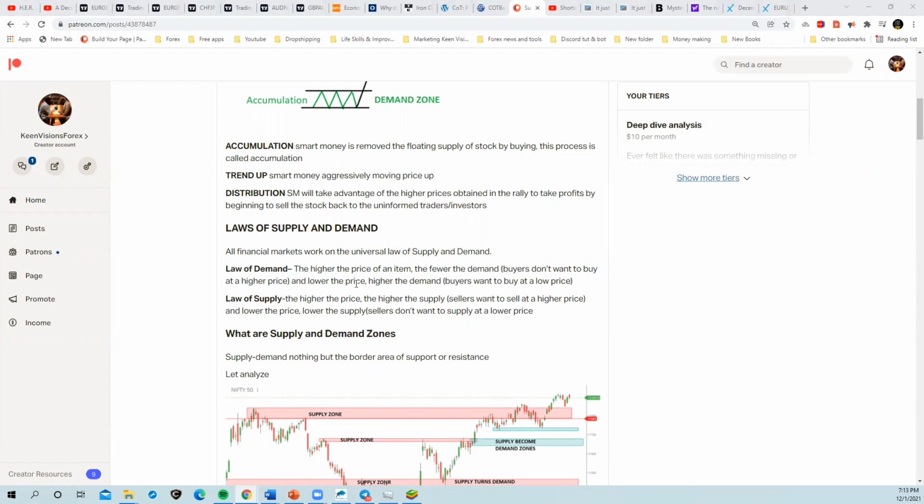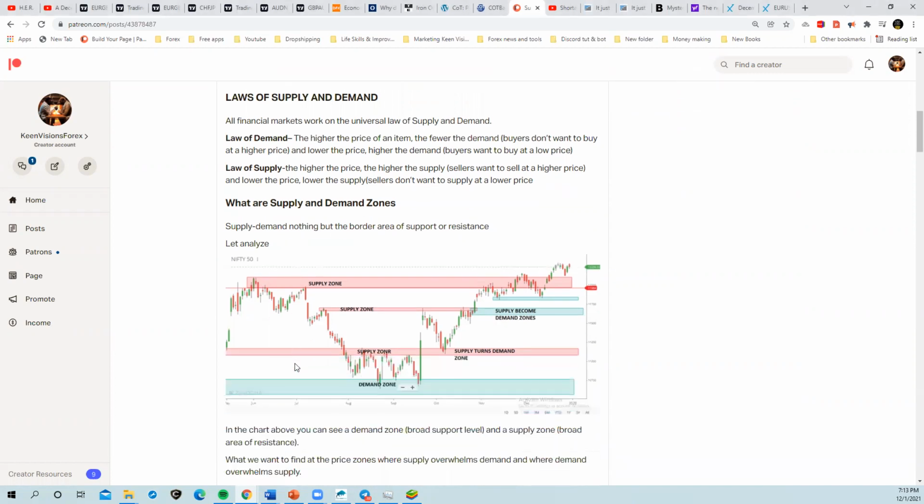Now, the lower the price, the higher the demand, because buyers want to buy at a lower price. The law of supply: the higher the price, the higher the supply, because sellers want to sell at a high price. They want to get more money, more bang for their buck. At a lower price, the supply is lower, because sellers don't want to supply at a lower price. They don't want to give discounts. They don't want to sell it cheap.